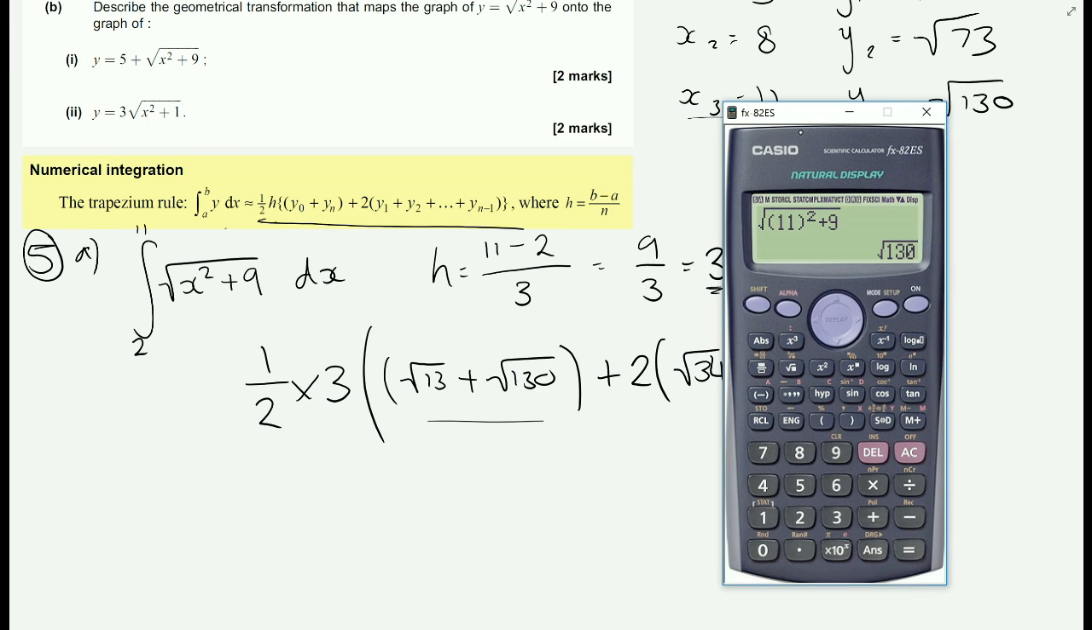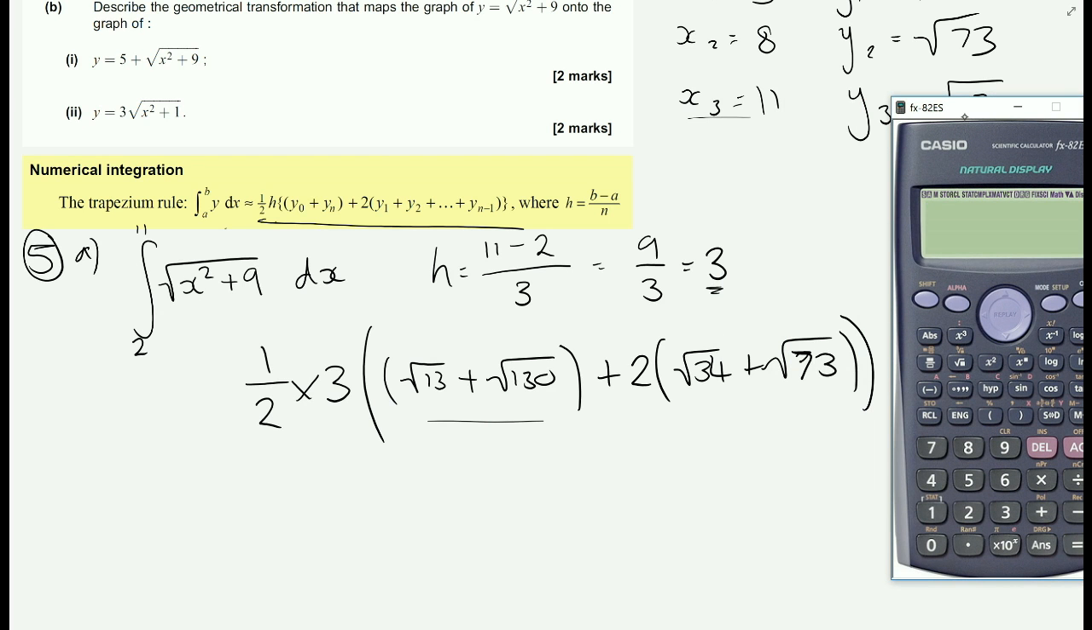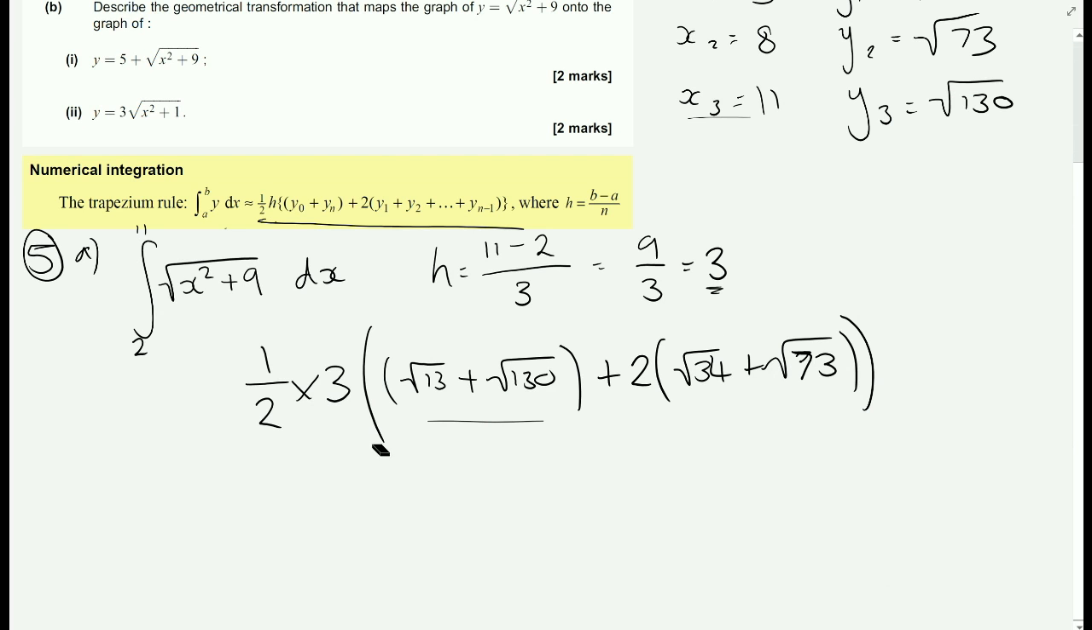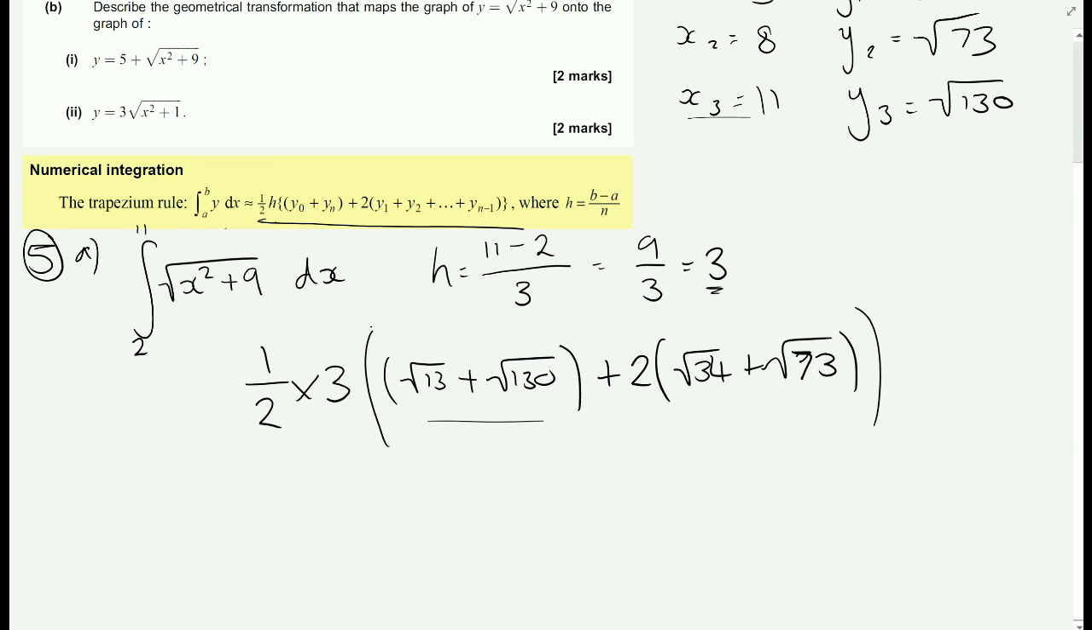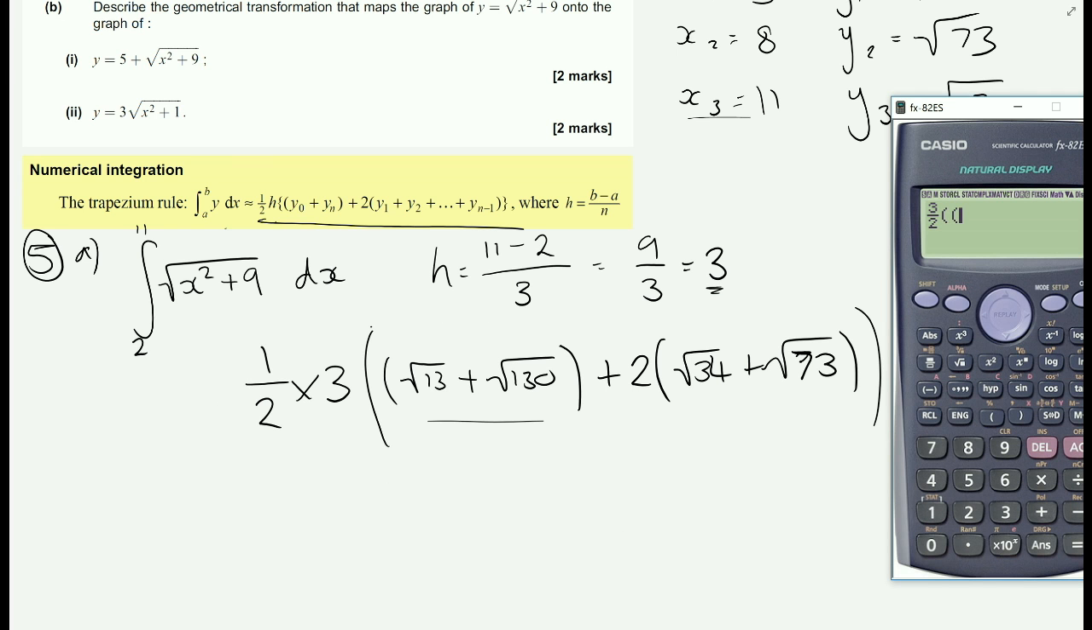So now I'm going to use my calculator. Notice where I've put brackets, because it's really important that you do exactly the same thing. What a lot of students do is they forget these first set of brackets, and what this means is that you're just doing a half times 3 of the first 2 terms, and then you're adding on the next bit. That's not what the trapezium rule says. The trapezium rule says half times 3 of everything. So you need to make sure when you're putting it into your calculator, you are doing a half times 3 of everything.